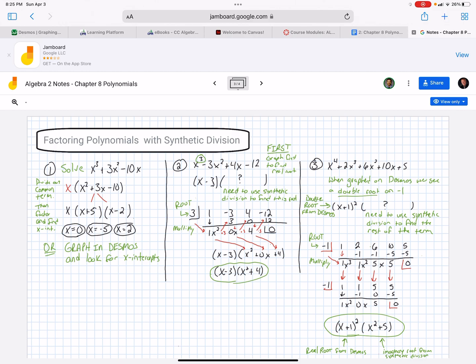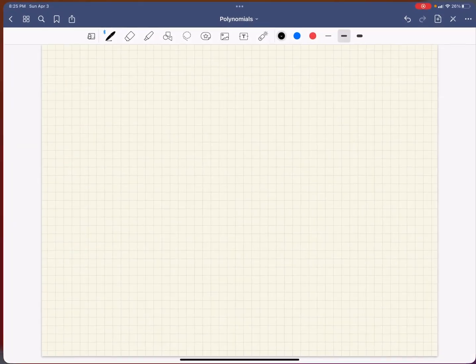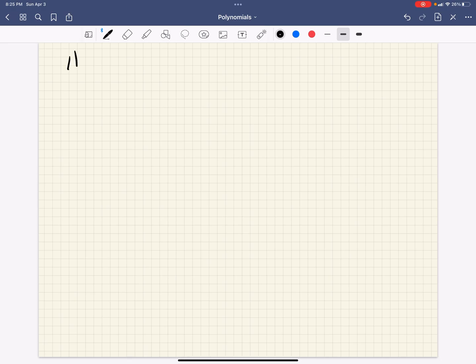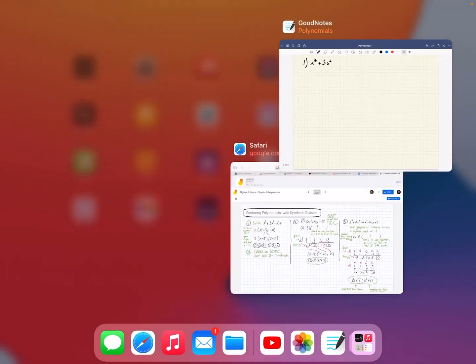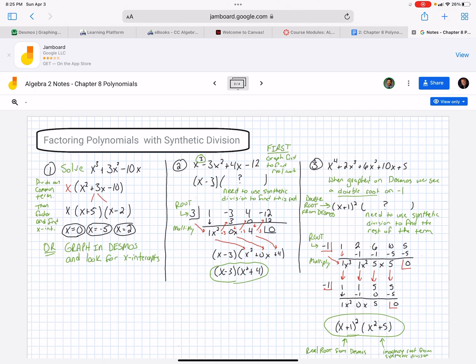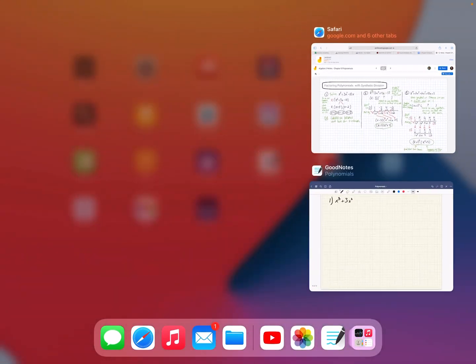Okay, so first one's going to be that x cubed plus 3x squared minus 10x. Okay, so number one, x cubed plus 3x squared. Make sure I got that right. Minus 10x, yep. Minus 10x.